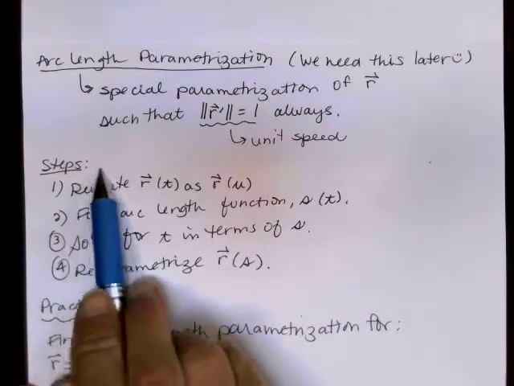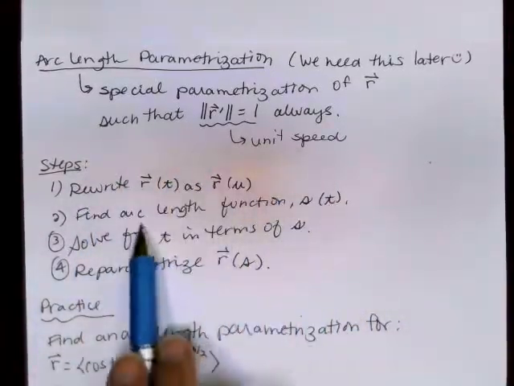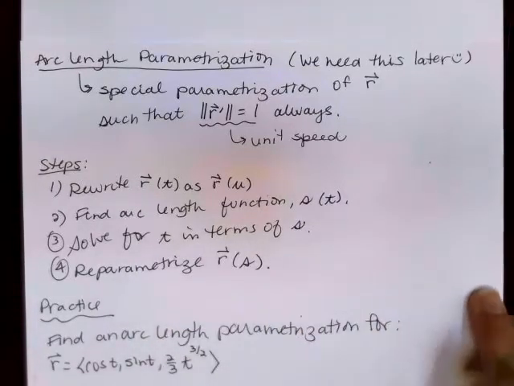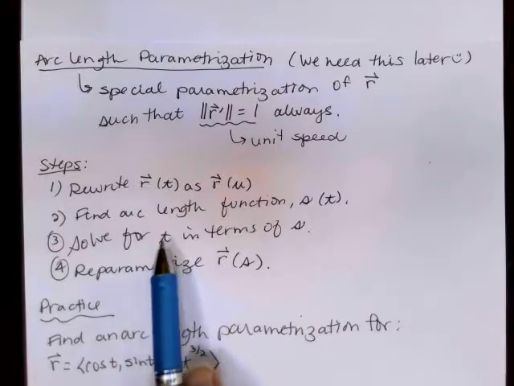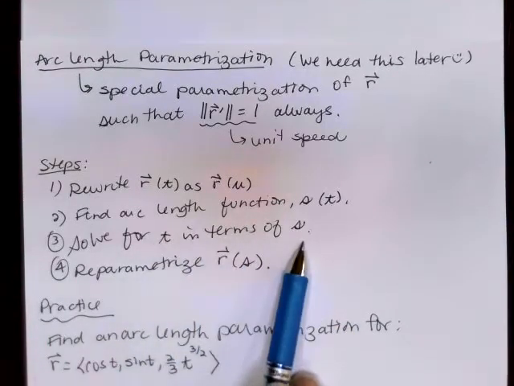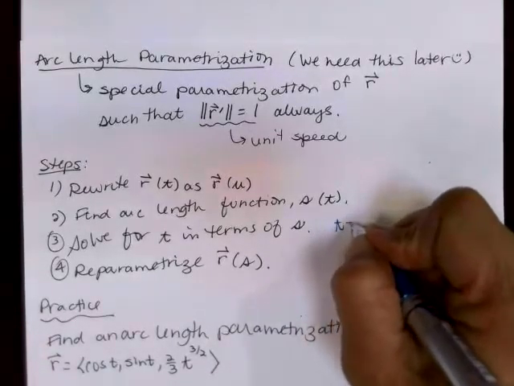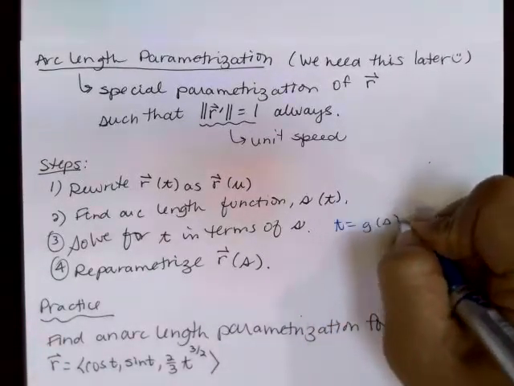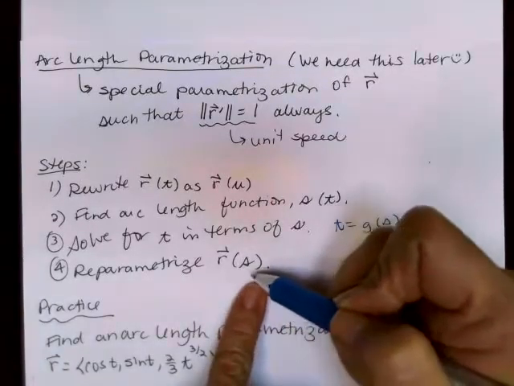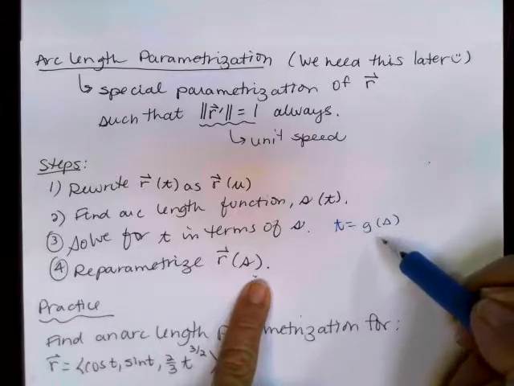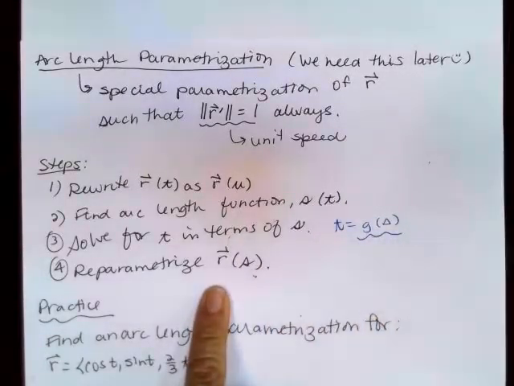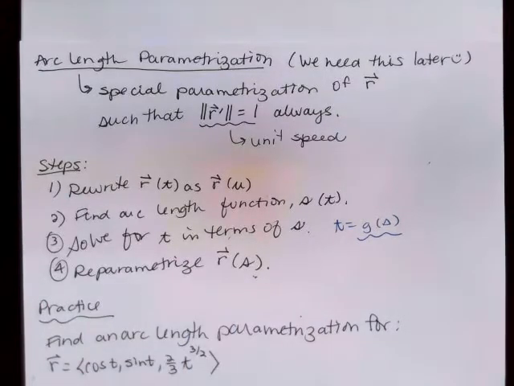We are going to go through and find our arc length function, s of t. That's telling us how long the path is. But then we're going to solve for t in that arc length function. We're going to get t in terms of s. So that means we're going to get t equals some function of s. And then we're going to reparametrize r in terms of s. So it'll be r of t, but this t, we're going to use the g of s function.